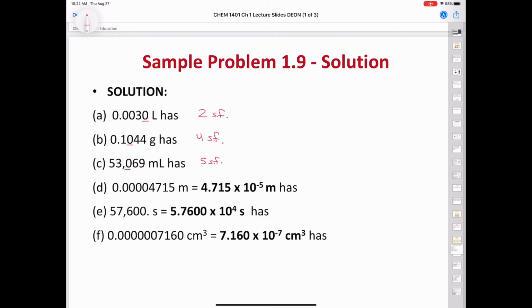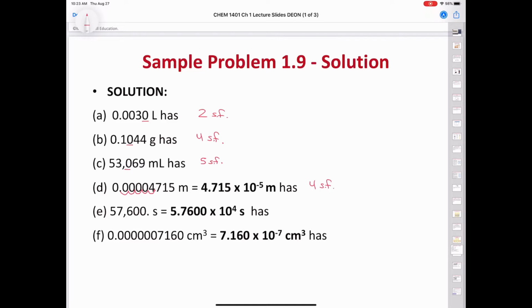The next ones I've gone ahead and already expressed in scientific notation. And just to help you with that, if you're unsure how I converted this number, 0.00004715 meters, into scientific notation: since the number is less than 1, I just moved the decimal place 1, 2, 3, 4, 5 places to the right, and so I put 4.715 times 10 to the negative 5 meters. Again, all of those leading zeros are not significant, and so this number has a total of 4 significant figures.